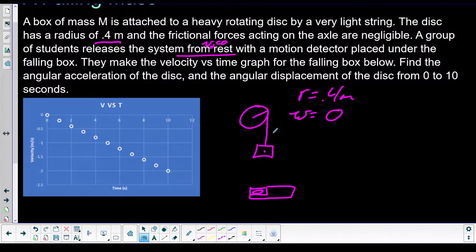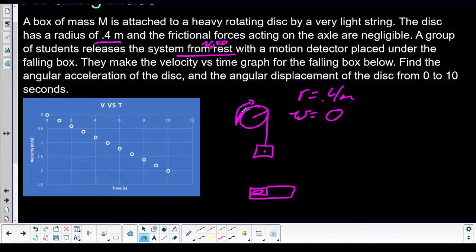So because they're attached, if this thing falls 1 meter, it has to pull 1 meter of rope out of this. And this thing is going to have to rotate so that the arc length here is 1 meter. So that's where that conversion between linear and angular stuff comes into play.